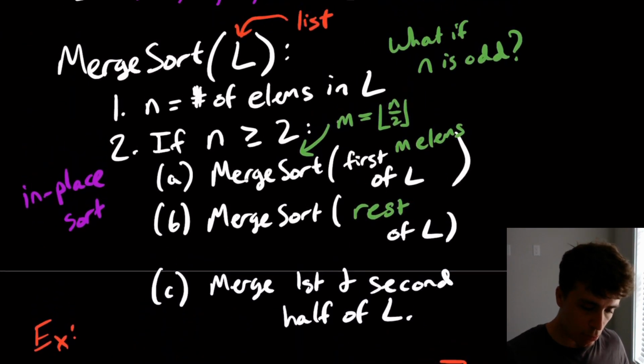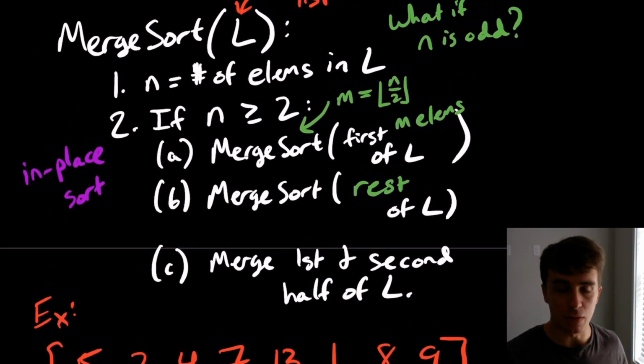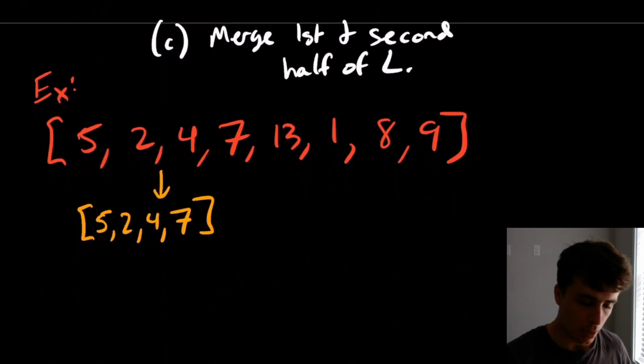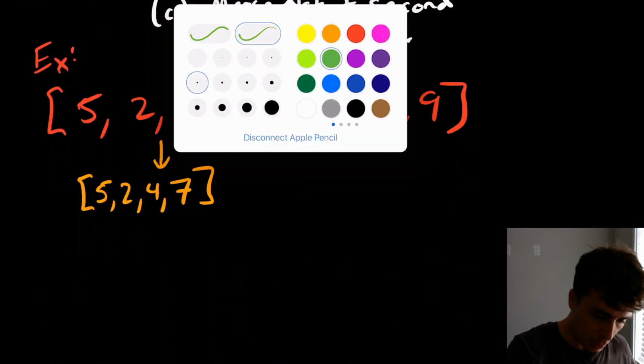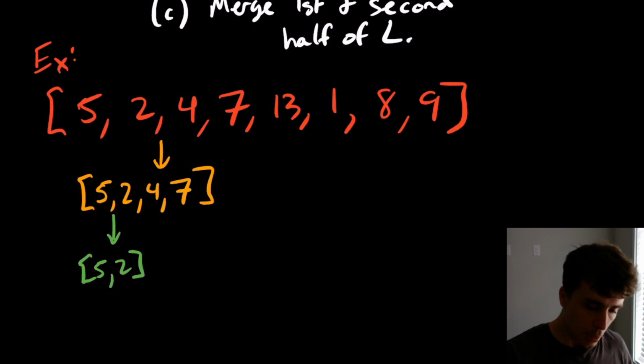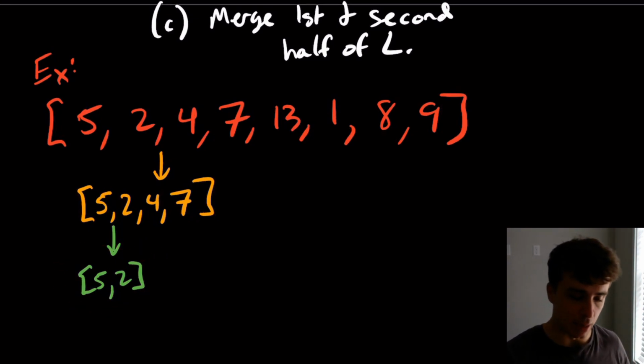Okay, so now we look at the number of elements in this list, which is obviously 4, and 4 is at least 2. So again, we're going to recursively work on the first half of this now smaller list. And I'm going to do this in green. So the first half of this list is 5 and 2. Okay, so then now what do we do? Now we just called merge sort with this list right here, which has 2 elements.